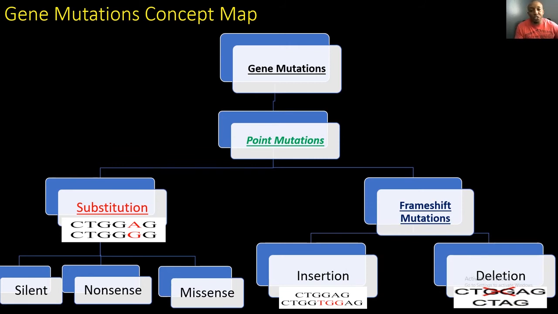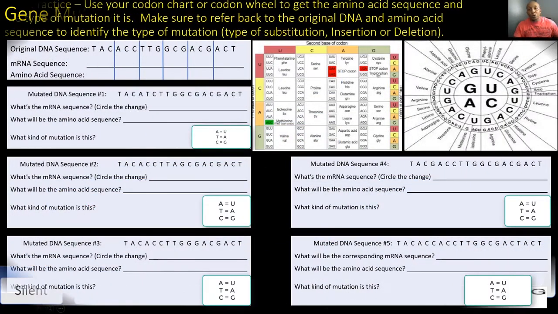So point mutations are a type of gene mutation, and we have 2 different types of point mutations. We have substitutions and we have frameshift mutations. And remember, there are 4 different types of substitution mutations. We have silent, nonsense, missense conservative, and missense non-conservative. And then if we look at frameshift mutations, we have 2 types. We have insertions and deletions. Let's do a little practice.